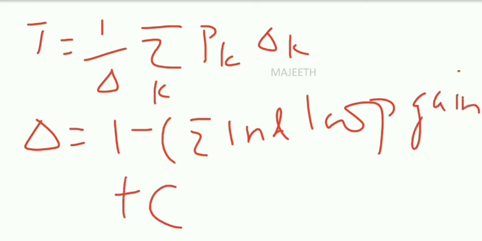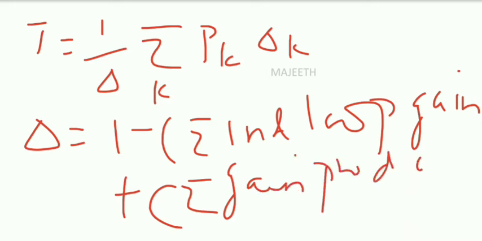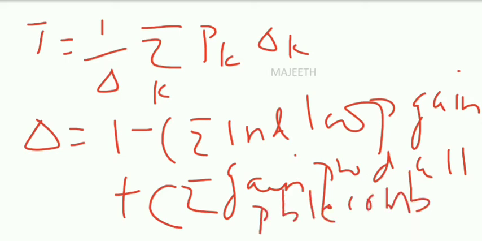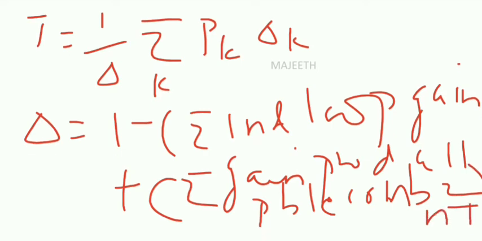plus sum of gain products of all possible combinations of two non-touching loops, like that it will go.